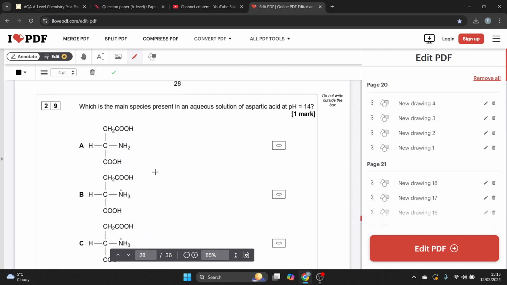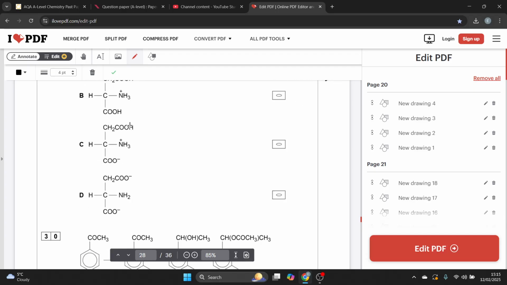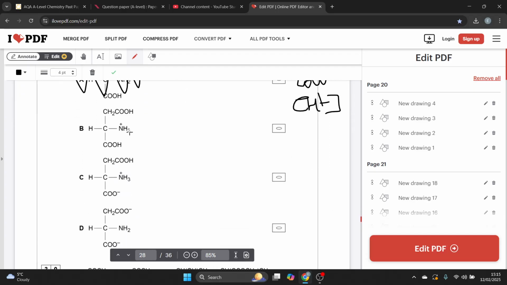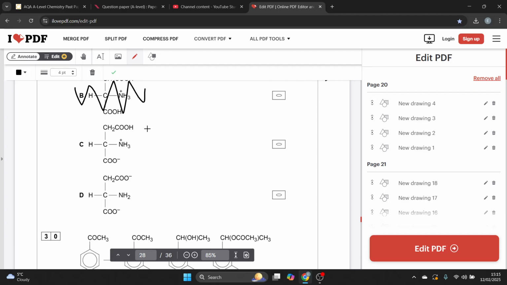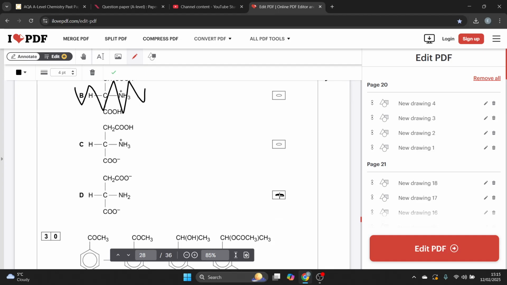Question 29, which is the main species present in aqueous solution of aspartic acid at pH equals 14? pH equals 14, that tells me I've got a low concentration of H plus ions because I've got a very high pH. So it's not going to be A, and it's not going to be B. I'm left with C and D. It's going to be D then. Yeah, because it wants to accept their H pluses, right? It's going to be D.